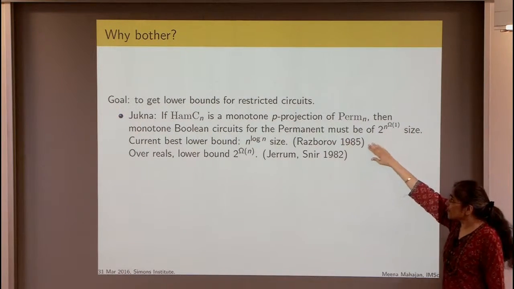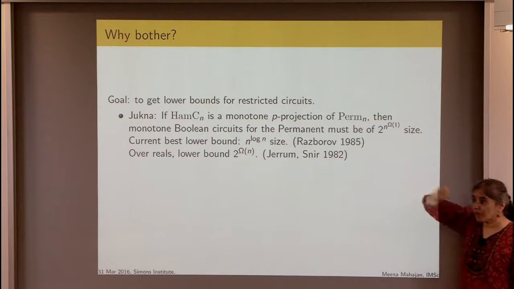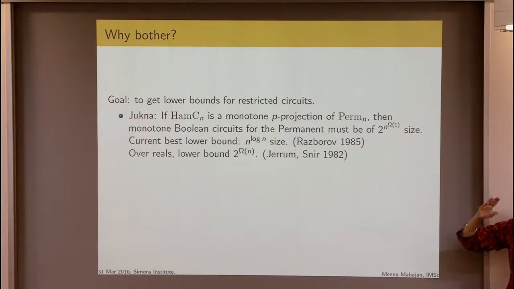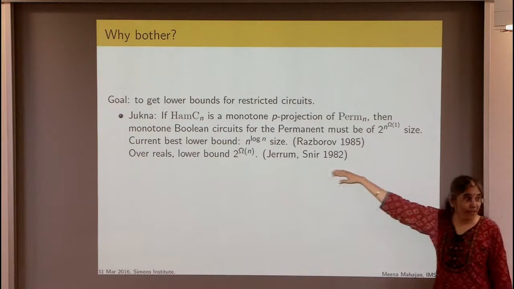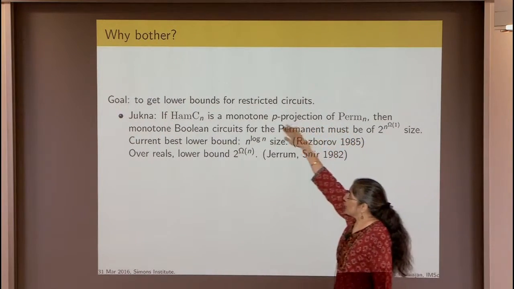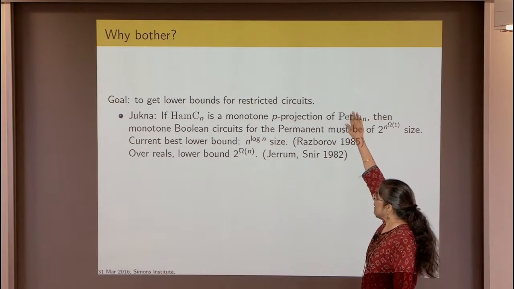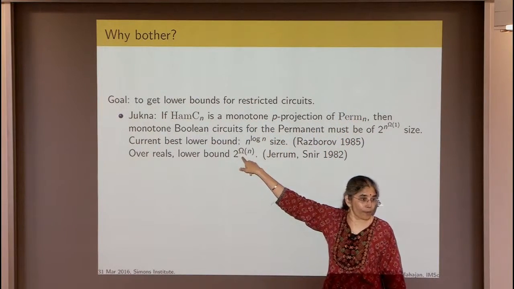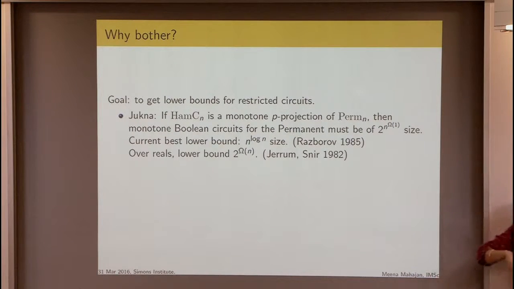So for Boolean circuits, as far as I know, the best bound is what Razborov showed in 85: quasi-polynomial size is required by monotone circuits. Over reals, we know better. So over reals, if this statement were true, that Hamilton is a monotone p-projection of the permanent, then it would give a different proof of this known result due to Jerrum-Snir, also from many years ago.